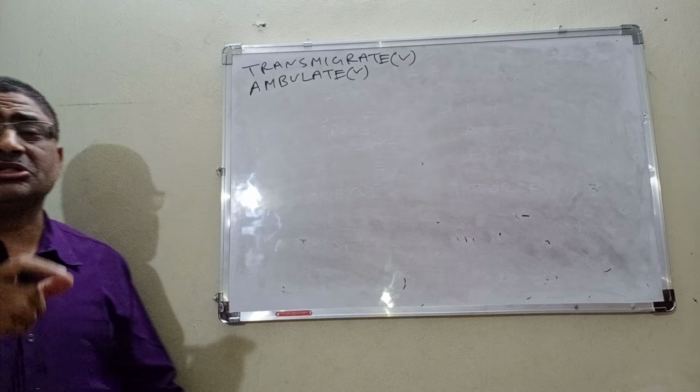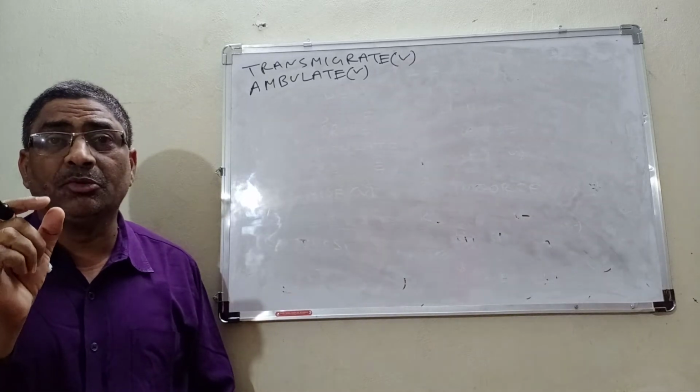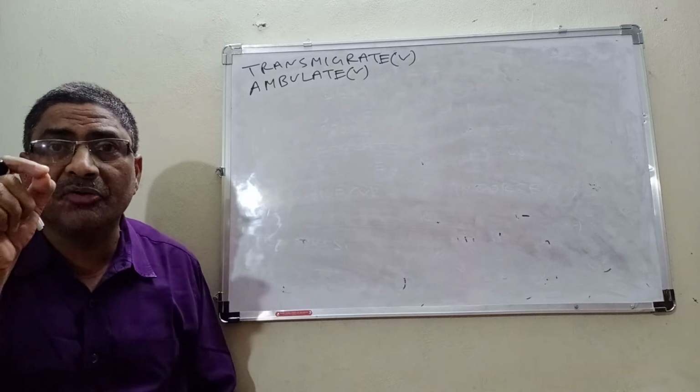Ambulate, meaning is to walk very slowly. Wherever you see the word amble, it is a word related to movement. So ambulate meaning is to walk very slowly.